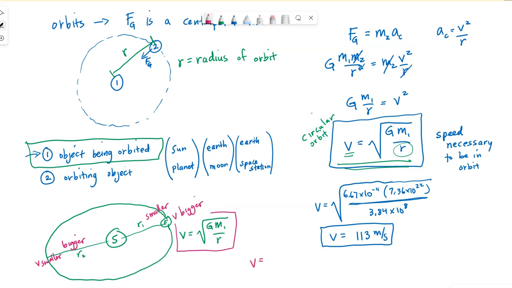In the test notes, there's no subscript on this m. So you do need to make a note of it for now, and remember that m in this equation is always the object being orbited. And then r is the radius of the orbit.